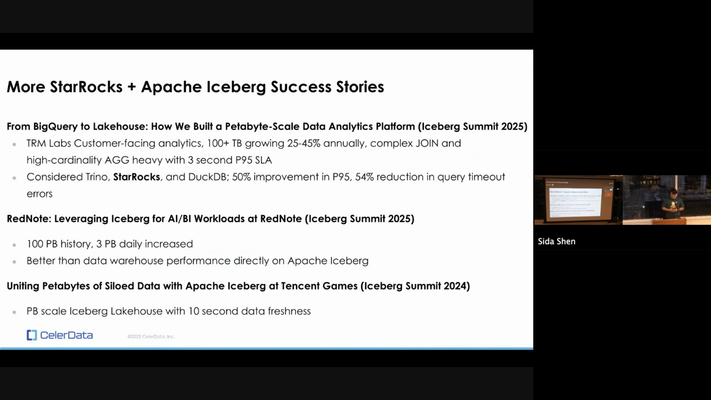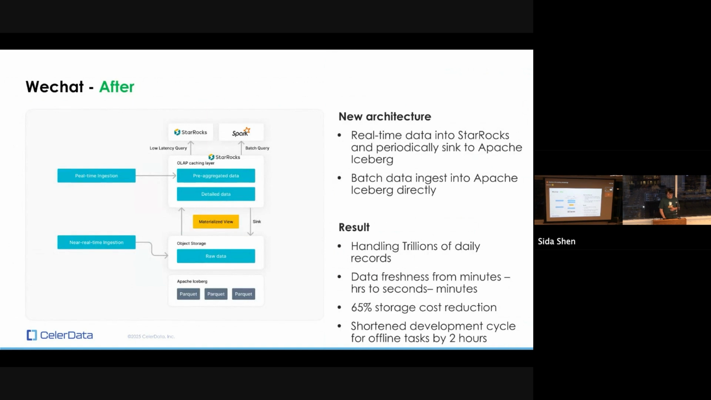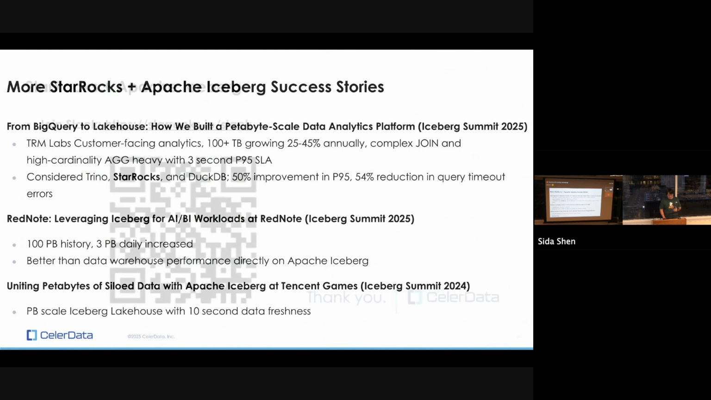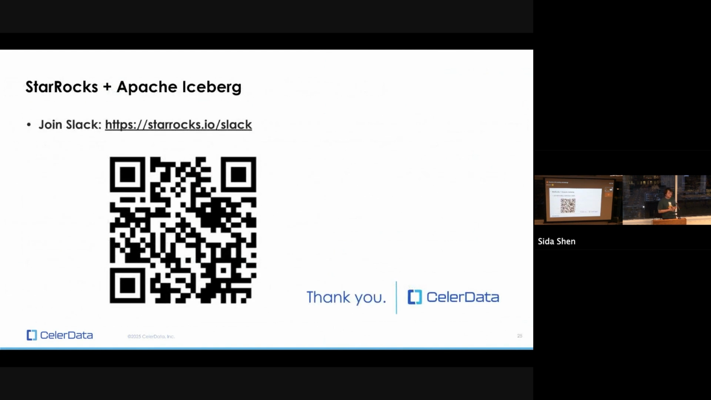And the last one is Tencent Games, right? So this is basically the same corporation as WeChat, right? So they presented this work at Iceberg Summit 2024, right? It's really fun. A PB-scale Iceberg Lakehouse with 10-second data freshness with StarRocks and Apache Iceberg. So this is actually all I have. StarRocks and Apache Iceberg get you customer-facing, low-latency, high-concurrency queries directly on top of Apache Iceberg.